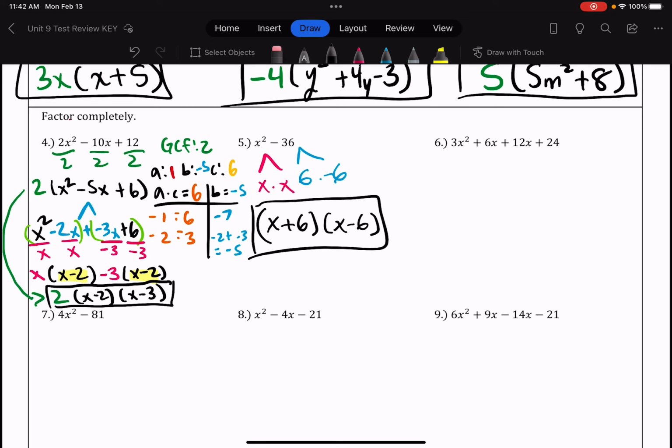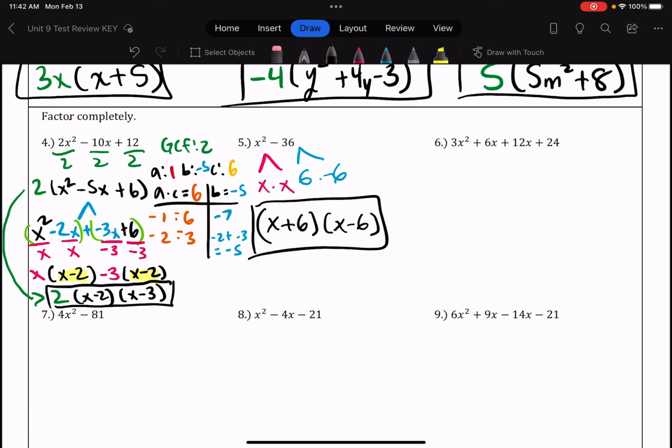I can check that by using the box method. Doing so, I'm going to be left with two middle terms of 6x and minus 6x. And 6x minus 6x cancel each other out, leaving a middle term of 0x, which is what we have here for number 5.